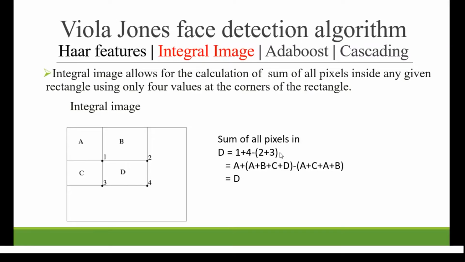As you can see from this also, 1 is A, 4 is ABCD, 2 is AB, and 3 is AC. So when we subtract, we just have D left. So this decreases the calculation.